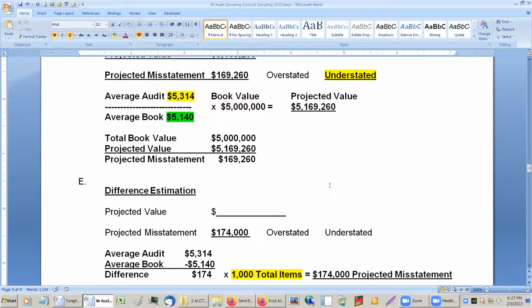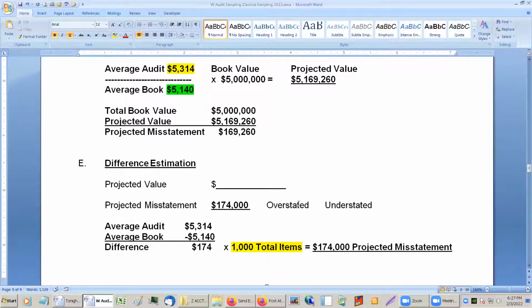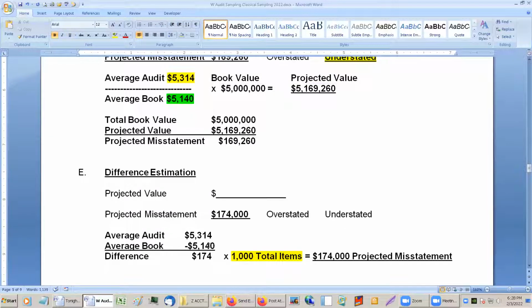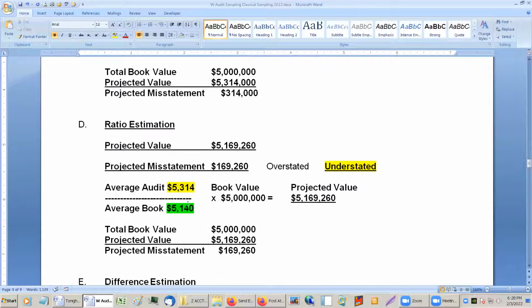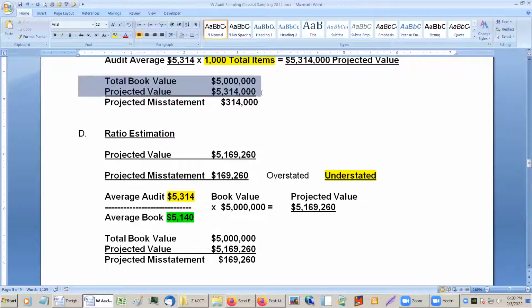Now, before we go to the projected value, are we saying that their books should be higher or lower by this 174? This is what we came up with for the average, 5,314. They should be higher, right? Yeah, so these are understated again. We're saying, look, you have to add 174 onto each item to get to the projected value. So it's a little bit different than up here.